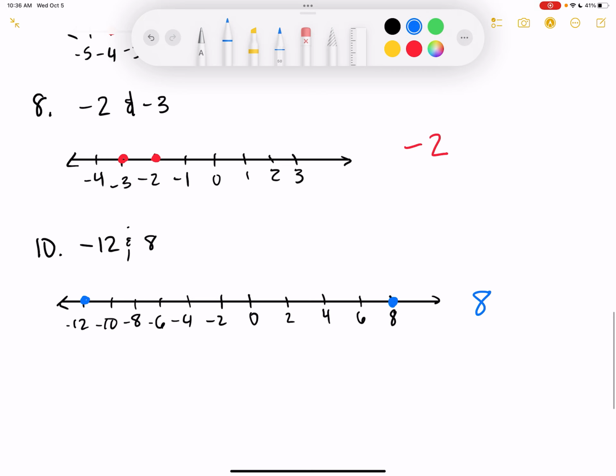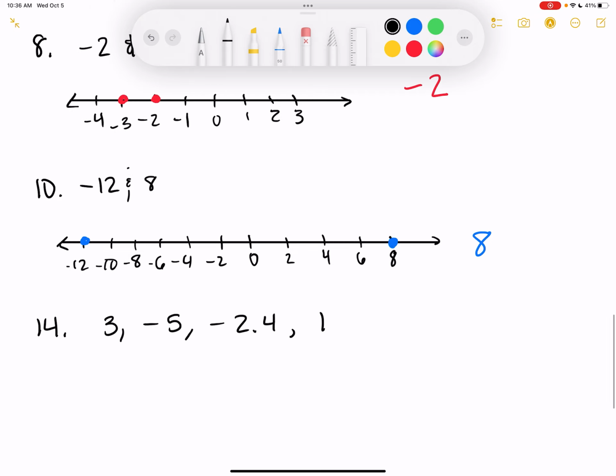And then on the number line, we can actually just draw a little line, and we can say, oh, this is a positive integer. Okay, is what we'll do for these ones. That way it saves a little bit of space on your paper too. So let's start with 14. We have the number 3, -5, -2.4, and 1. So some of these may be fractions, some of these may be decimals mixed in. So we'll talk about those. But let's get a number line going here.